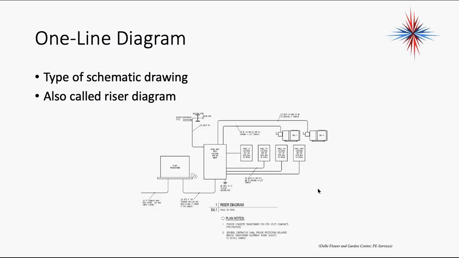So again, there's another type of diagram. It's a one-line diagram. It's a type of schematic diagram, and it's also called a riser diagram. These are basically used for controls and for main circuits. Okay, for example, this is my circuit coming in from the street. We go through a utility transformer. That's the responsibility of the power company. And we come into a panel distribution.